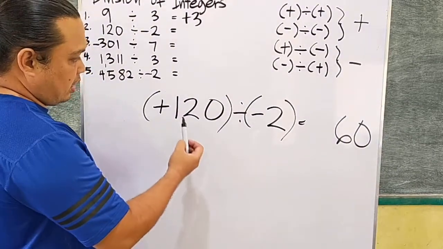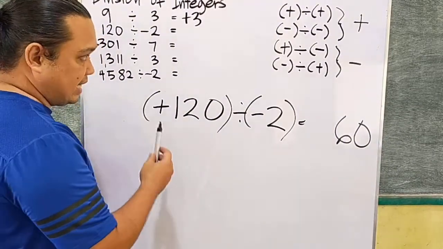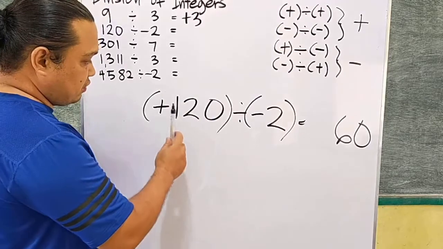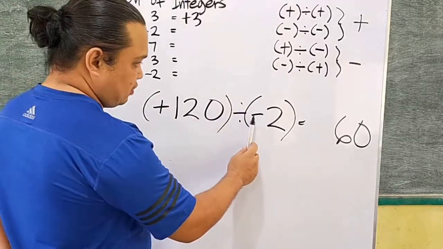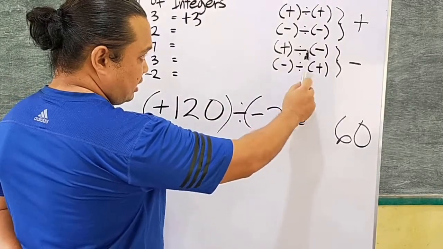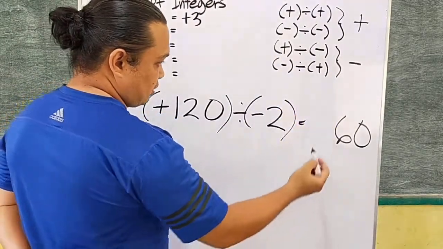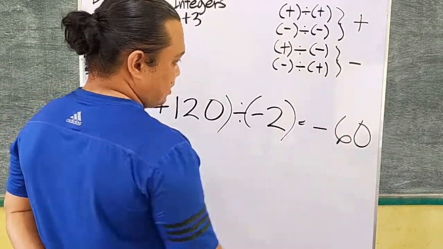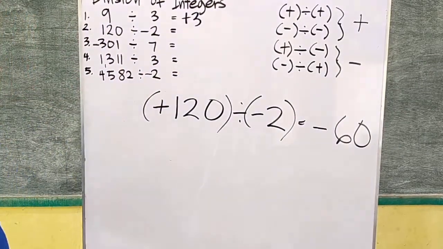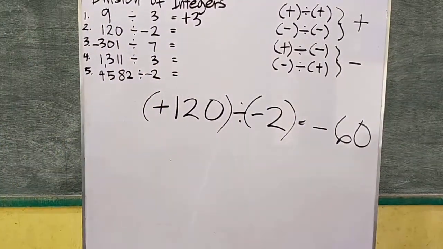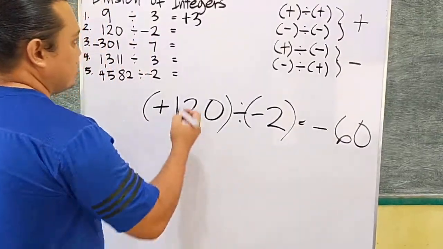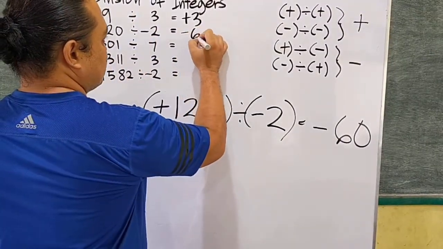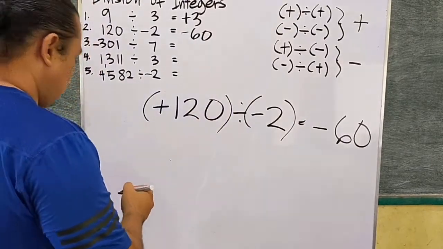Why? The rule is unlike integers, the quotient of a positive integer and a negative integer here is a negative quotient. Okay? So therefore, our answer here will be negative 60 because we are dividing unlike integers. Okay? Let's answer number 3.